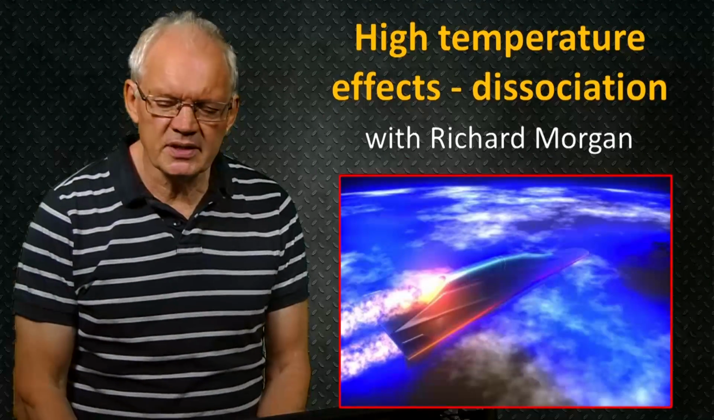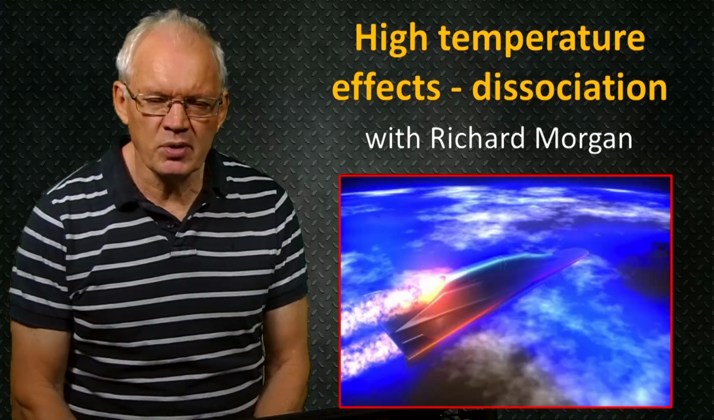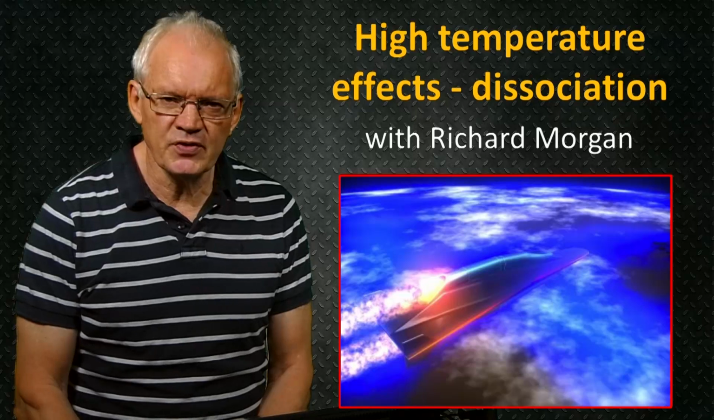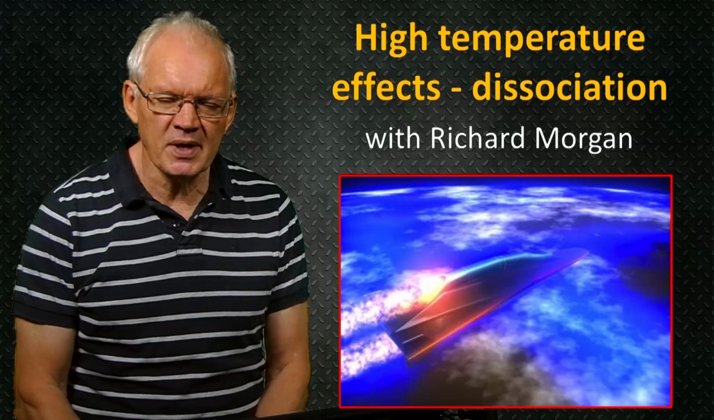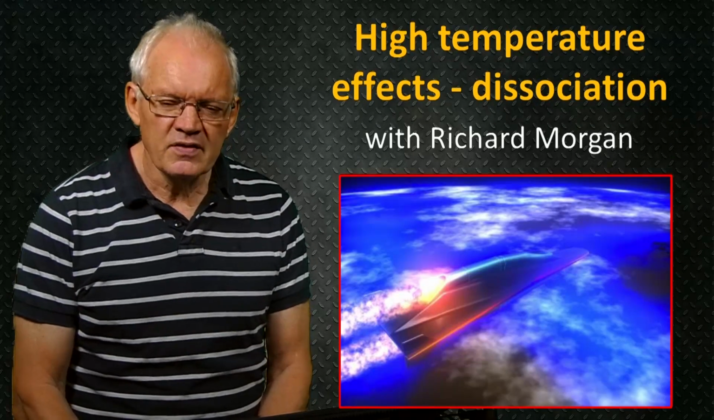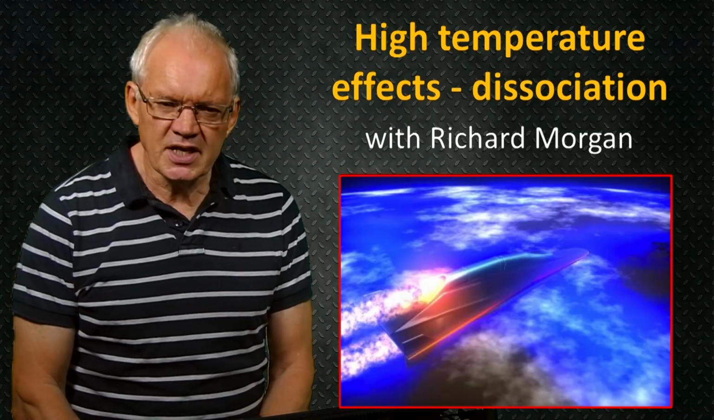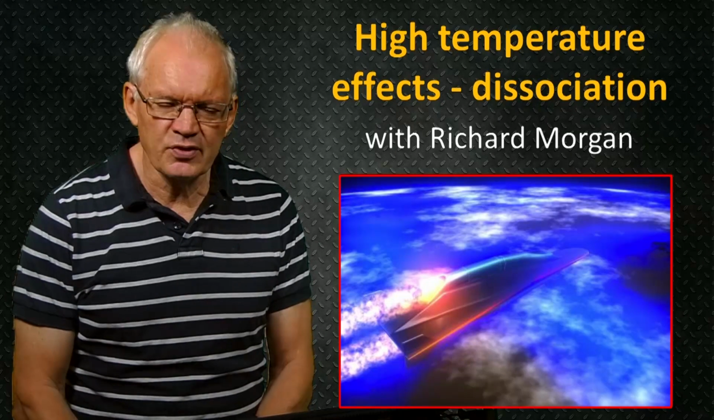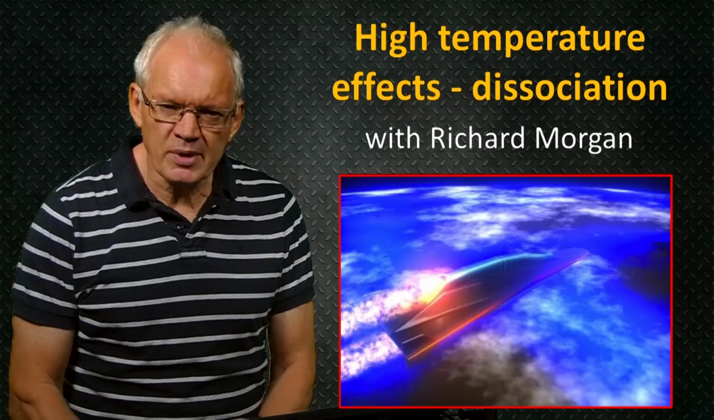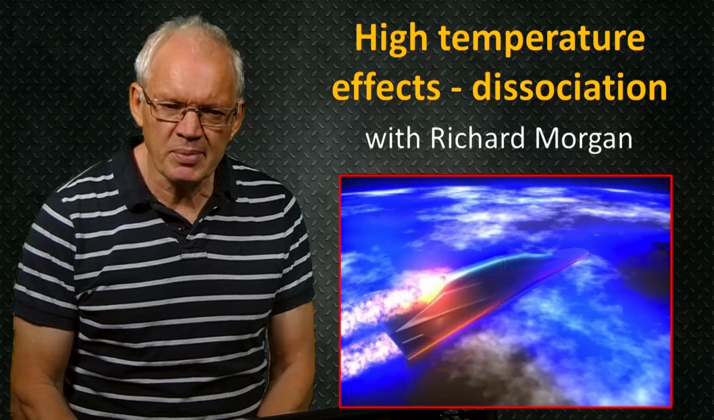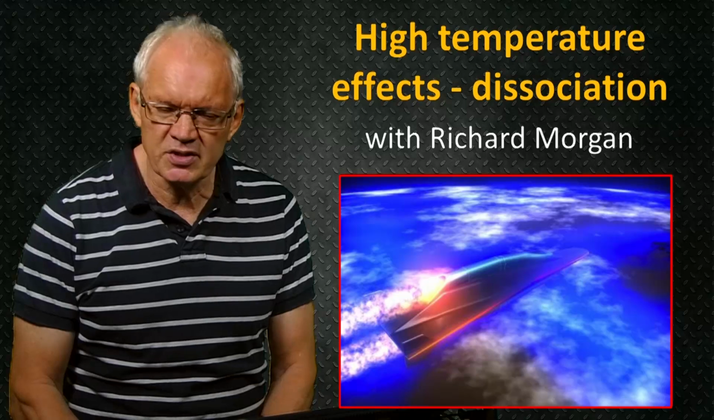Today I'm going to talk about dissociation of gas products, which is one of the high temperature effects that's induced at very high speeds behind strong bow shocks. The importance of them is that it changes the properties of the gas. You're going from a multi-atomic molecule to a monatomic particle, if it's dissociation, say, of oxygen.